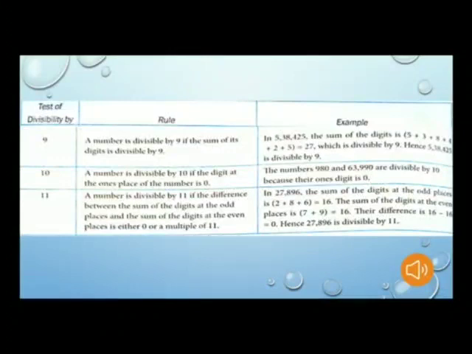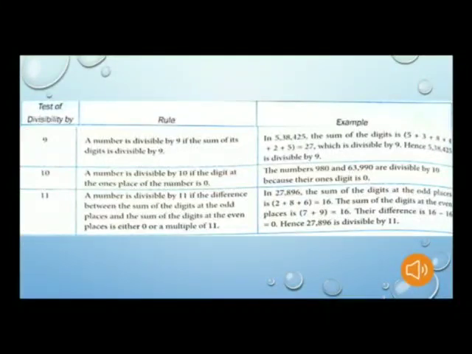Dear students, now let's discuss test of divisibility by 9. A number is divisible by 9 if the sum of its digits is divisible by 9. For example, in 5,38,425, the sum of the digits is 5 plus 3 plus 8 plus 4 plus 2 plus 5 equals 27, which is divisible by 9. Hence, 5,38,425 is divisible by 9.